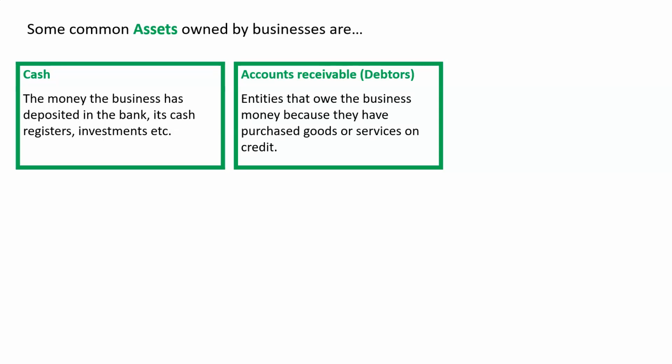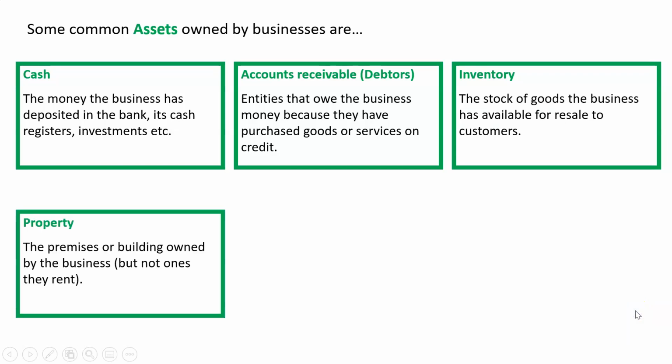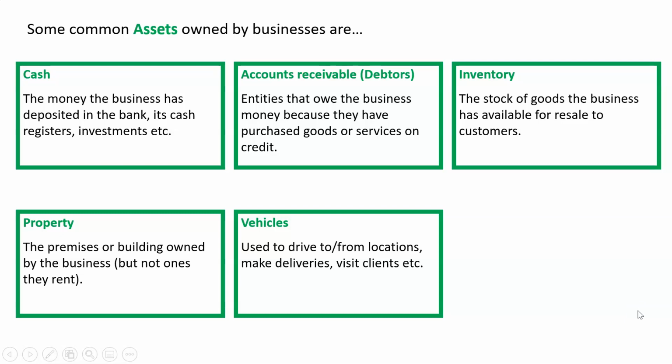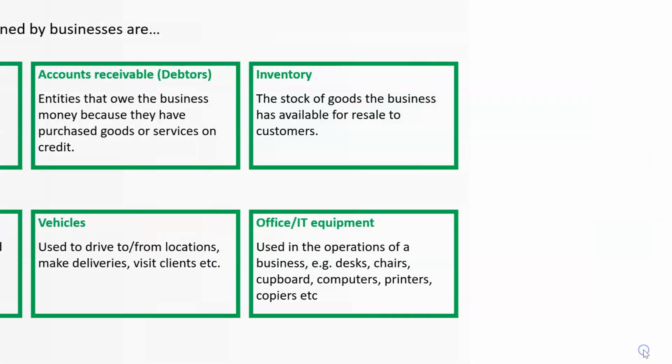That is another entity that owes us money because we sold them something on credit. Inventory or stock that we have. Properties that we own, but not the ones we rent. We don't control the ones we rent. Vehicles used to drive to and from locations, make deliveries, visit clients, etc. And office or IT equipment: desks, chairs, cupboards, computers, printers, copiers, etc. There's going to be other assets, but they're the main ones that we will deal with.